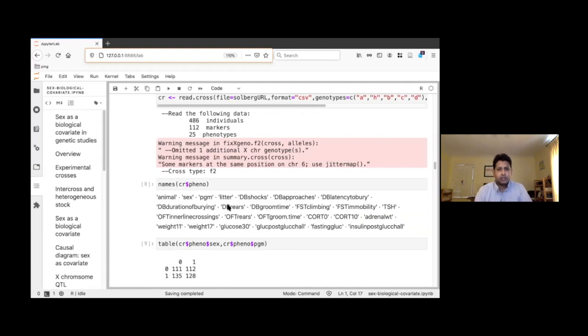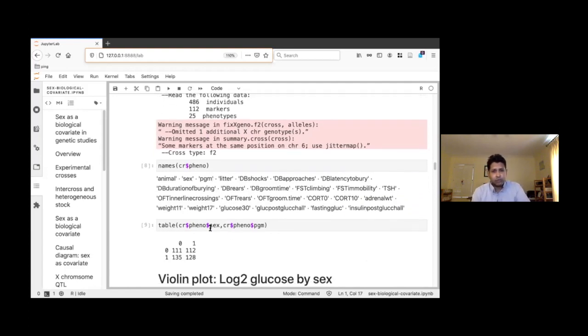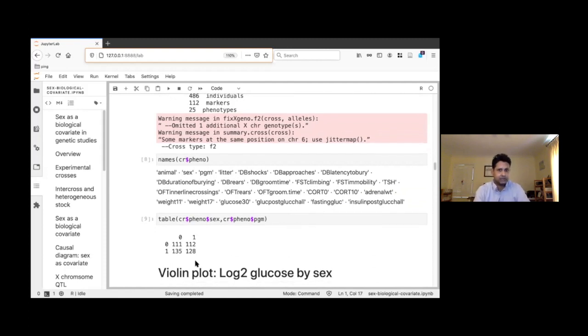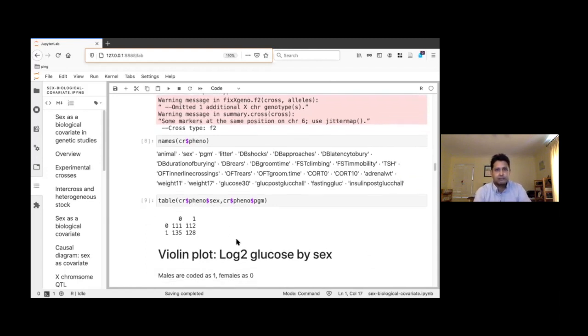In particular, I want to draw attention to two traits here, sex and paternal grandmother, PGM, which are roughly equally balanced here. And more on what paternal grandmother is in a little bit. But for the moment, just notice that it's roughly equally balanced between the two sexes.